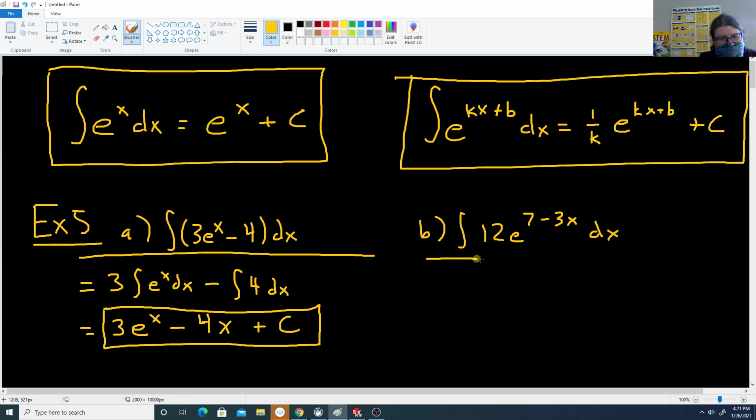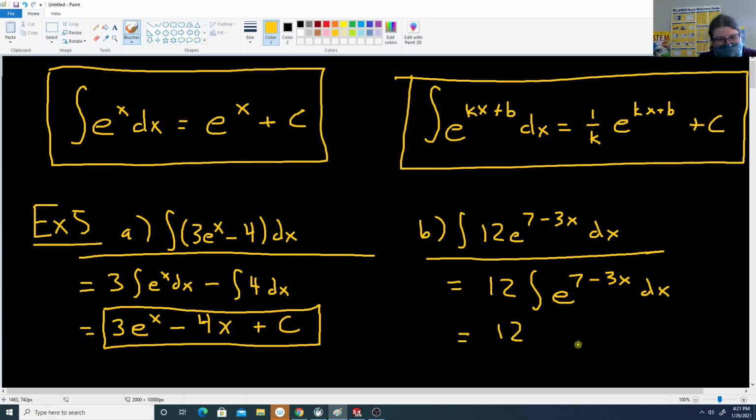The second one over here, we would put 12 as the constant, so that would go out front. We'd have the integral of e to the 7 minus 3x dx. So the negative 3 is acting as the k, because that's the number that's paired with x, and 7 is acting as the b. So we would get 12, and we could just put the 1 over negative 3. And then the rest of it would be e to the 7 minus 3x.